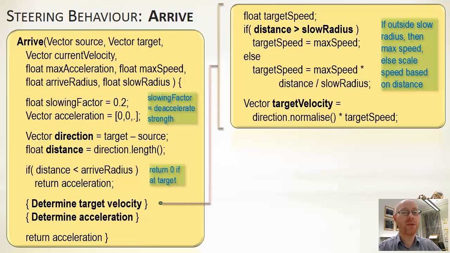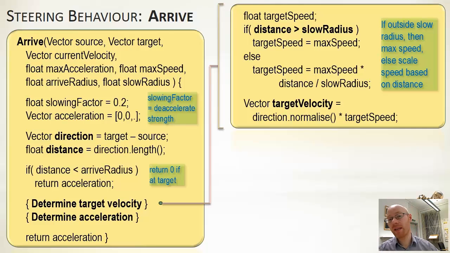So target velocity is a combination of a speed and a direction. So we go to our direction vector, which separates the source from the target. We normalize it, so we just get direction, nothing else, and we scale that up based on the target speed. That gives us our speed. That's the speed we want to go at. We output an acceleration, and that acceleration will help us hit our target speed.